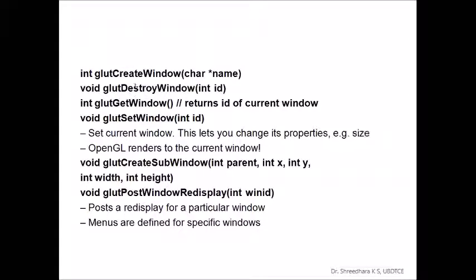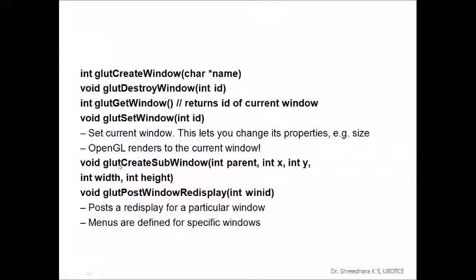So I will just summarize. glutCreateWindow creates the window with the help of the API, and glutDestroyWindow destroys the window. glutGetWindow returns the ID of the window. I think in the previous program you used glutGetWindow and glutSetWindow. These are all the IDs required for creating any number of windows. Set current window lets you change its properties, size. OpenGL renders to the current window.